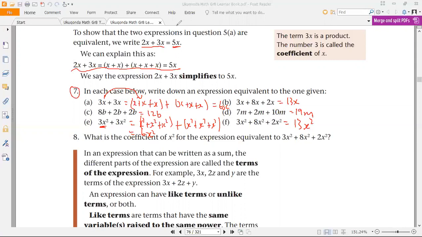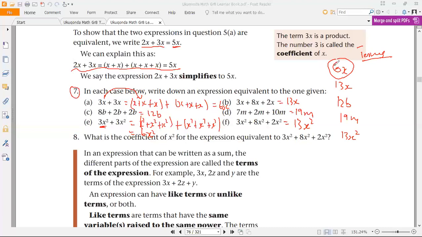Okay, now if I haven't said this, I will mention it now, guys. Each of these expressions, let me write them down. 6x, 13x, 12b, 19m, 13x squared are actually what we call terms. Okay, this is a term, and a term will have two components. Okay, will have two things in it.